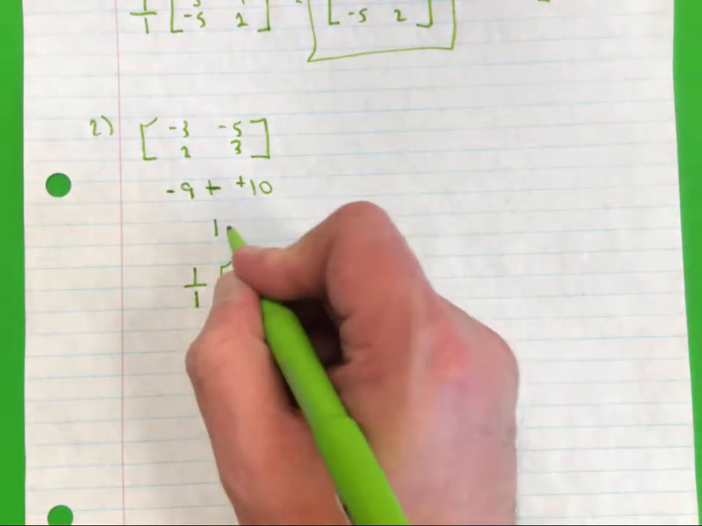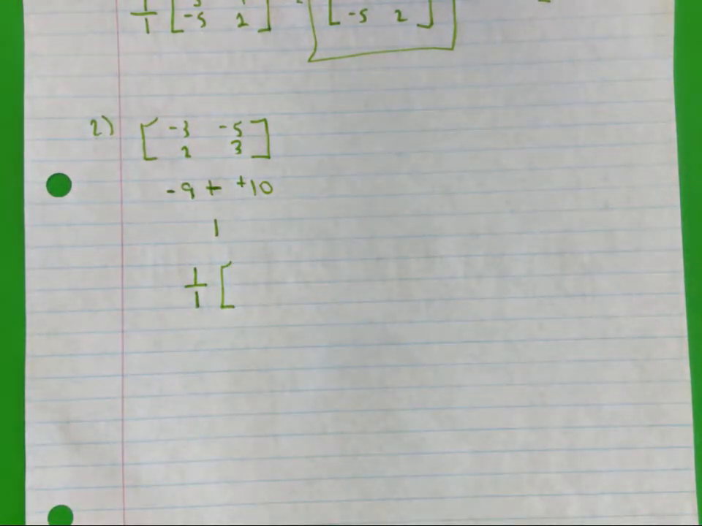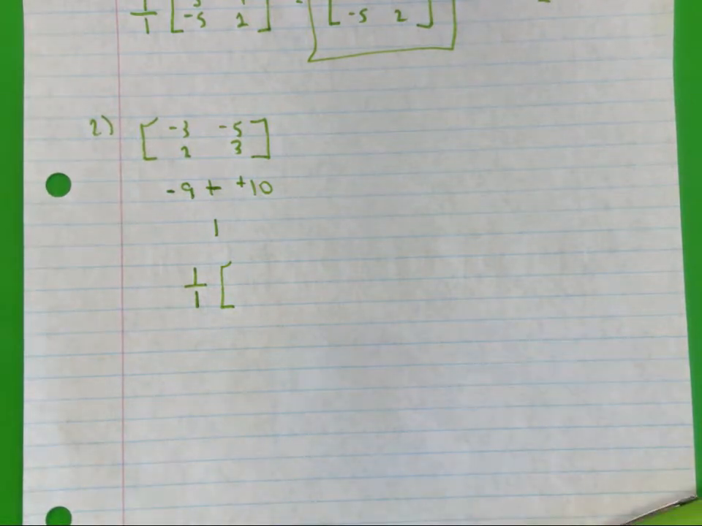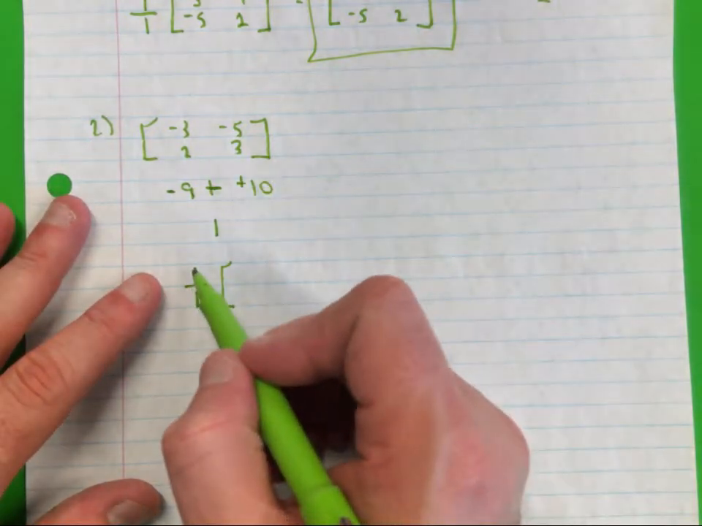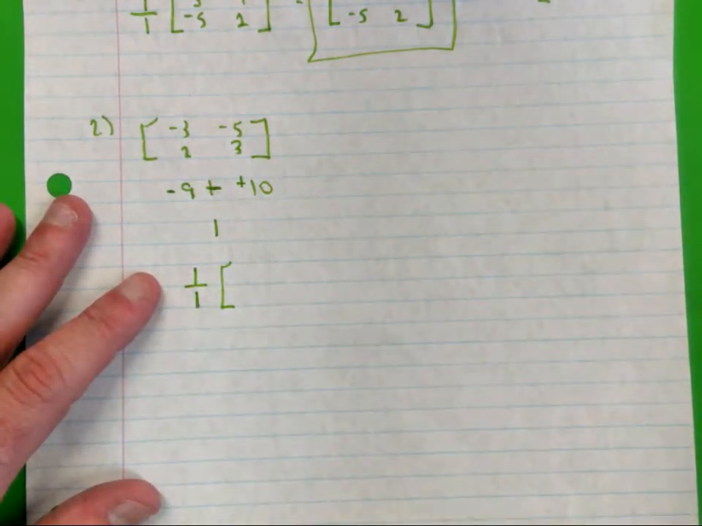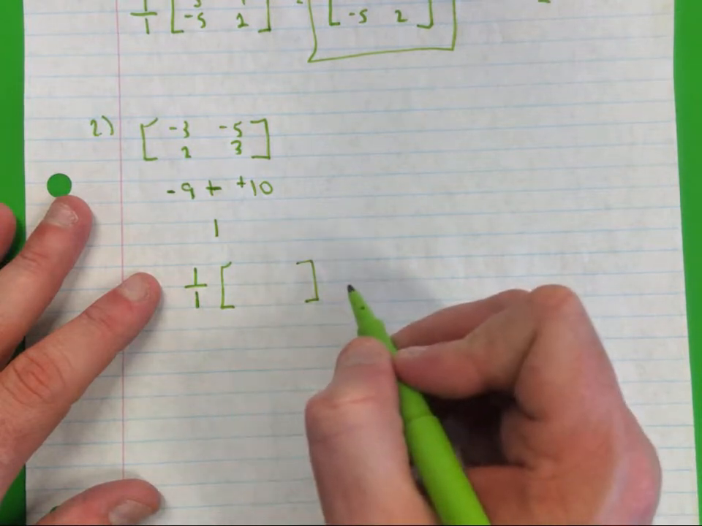You put 1 over what you get. So if it was a 9, you put 1 over 9. 1's always on top. If I got a determinant of negative 9, I would put negative 1/9 outside of it. Does that make sense? If I had negative 1/9, I would distribute the negative 1/9. I'm going to find one in just a second.